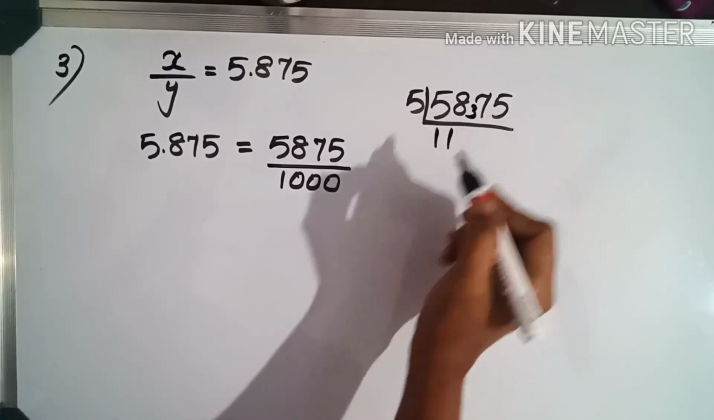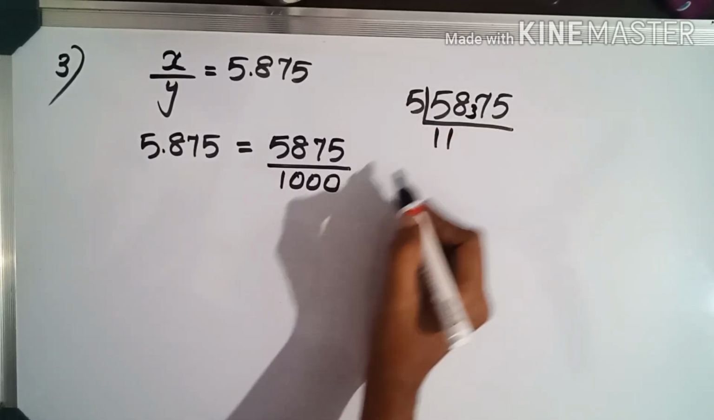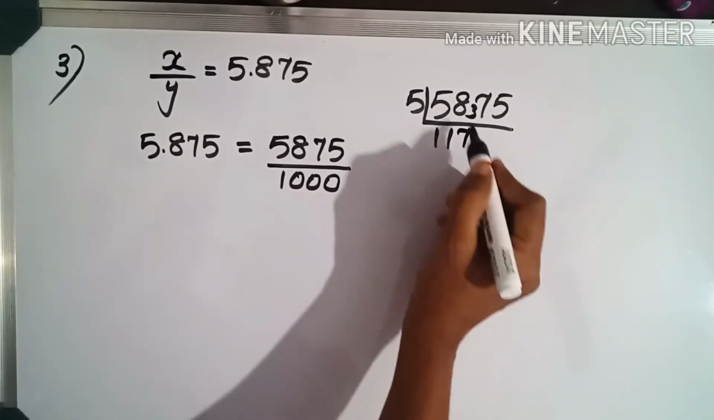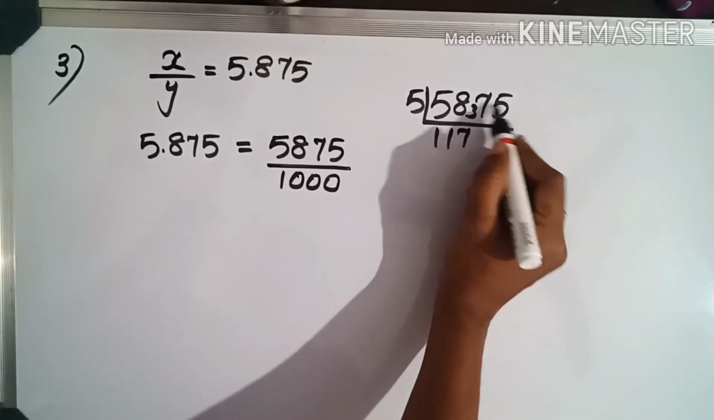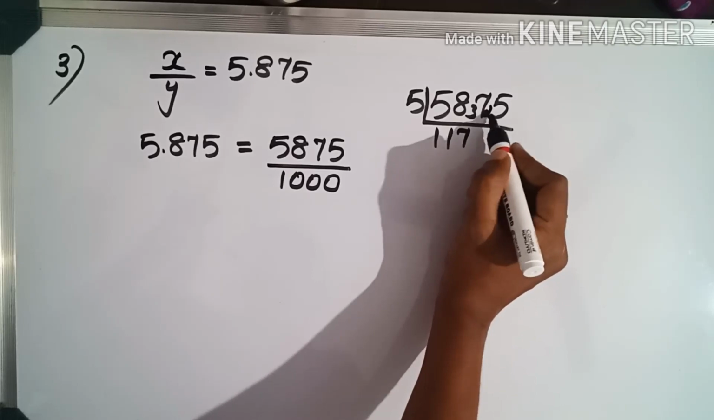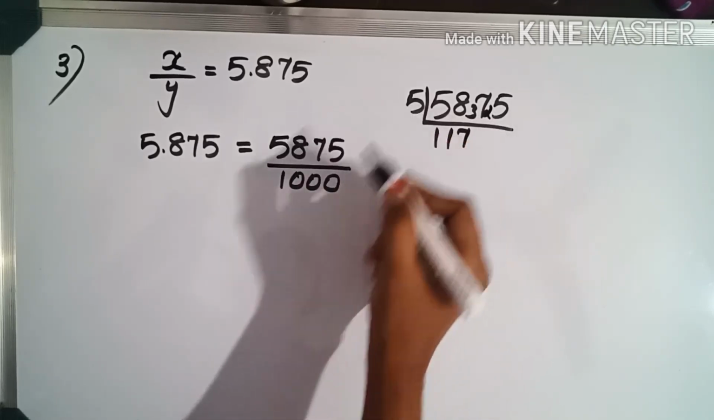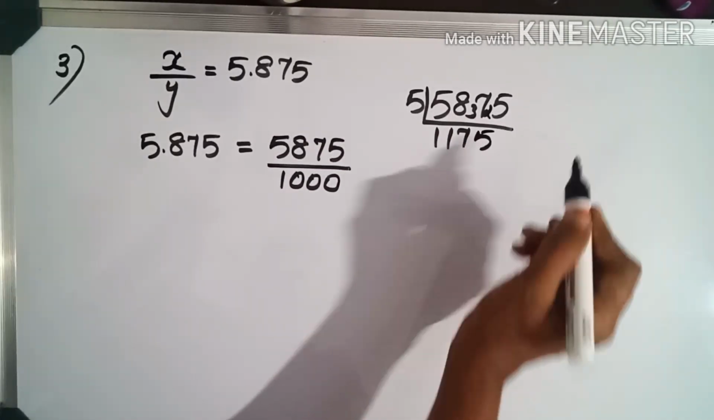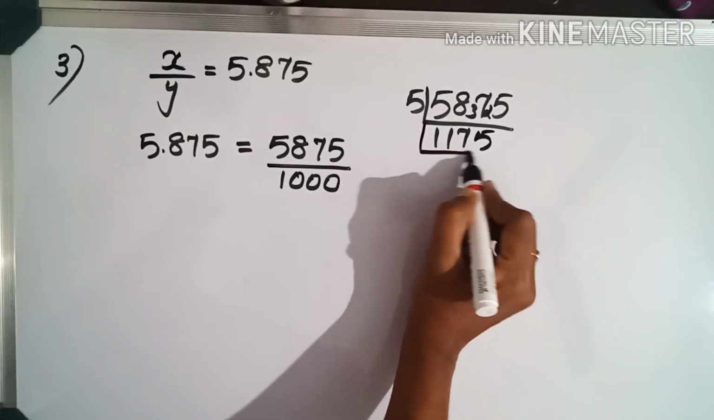That is 37. In 37, how many 5s? 7 5s are there. 5 7s are 35. Balance is 2. Take this 2 to here. So 25. In 25, how many 5s? 5 5s are there. Again factorize.